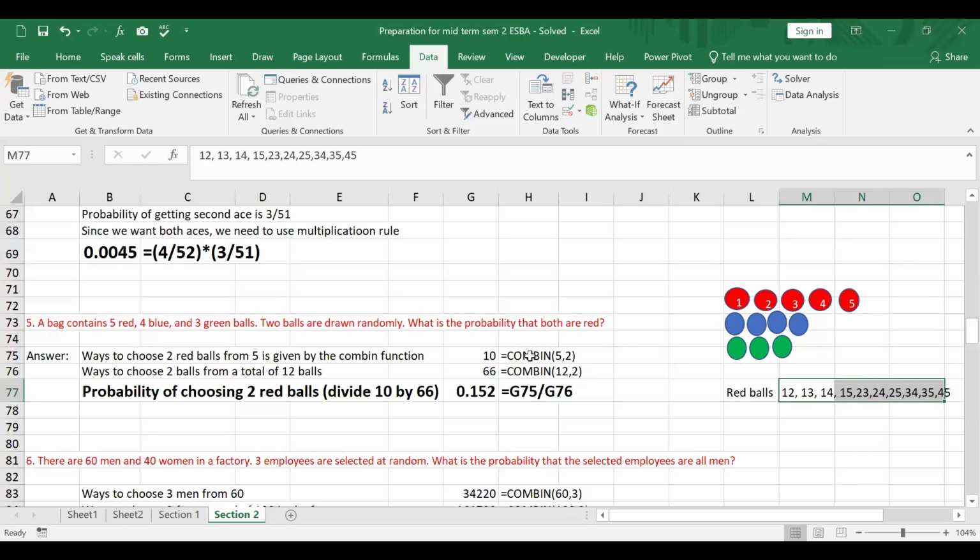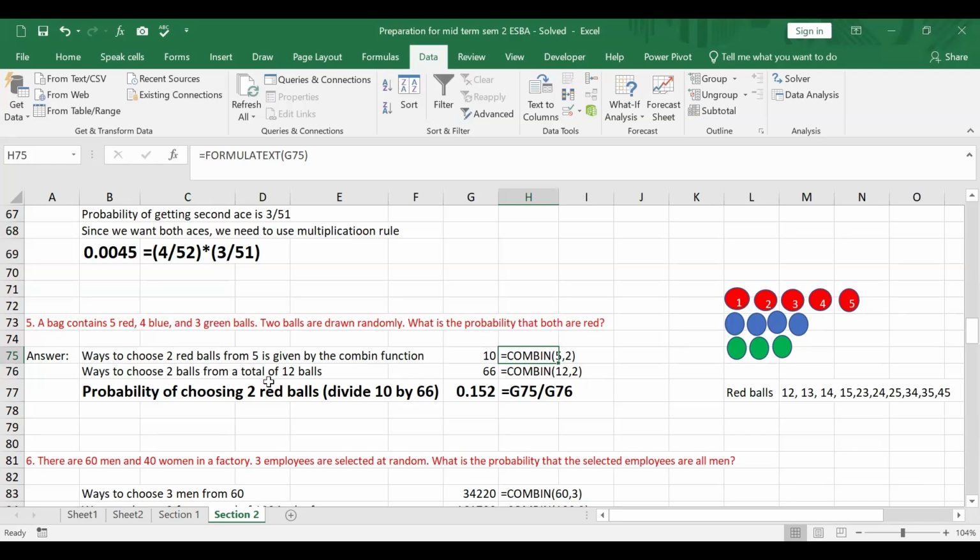For such things, there's a formula in Excel, which is combination. Combine, how many balls are there? 5 balls. How many are taking at a time? 2 balls. So how many ways you can select 2 balls out of the 5 balls comes from this combine formula. Ways to choose 2 red balls from 5 red balls.